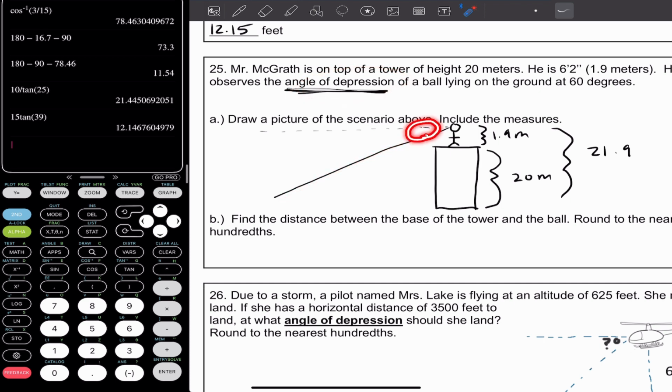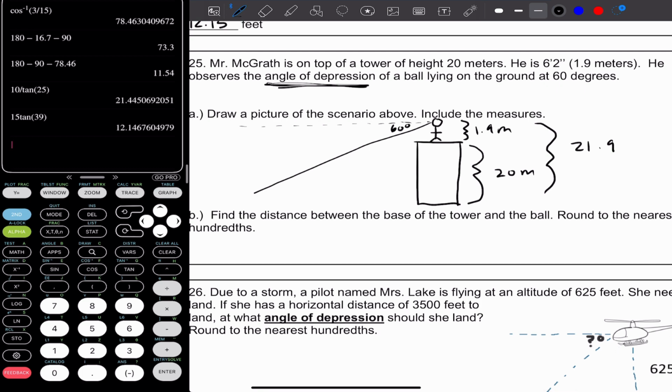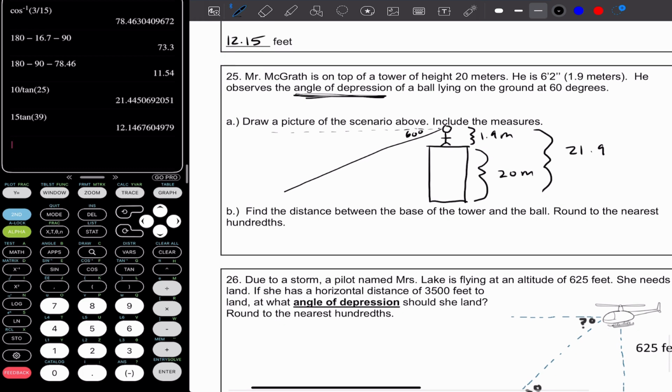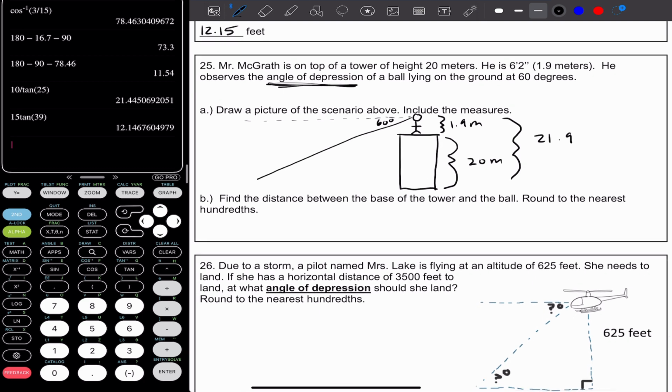So this angle here is going to be what? Do we know how big the angle is? 60 degrees. Okay, so I'm going to put 60 degrees right there. What else? I have my picture drawn. It says find the distance between the base of the tower and the ball, which is right here. So then I should have a wonderful right triangle. Let's call this side here X, because that's my unknown.